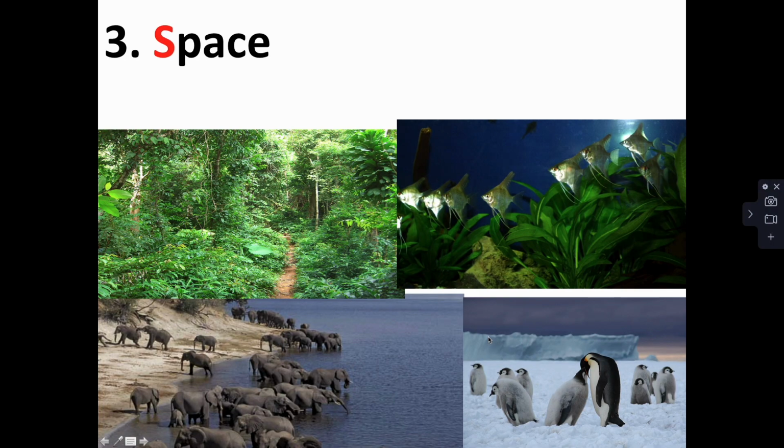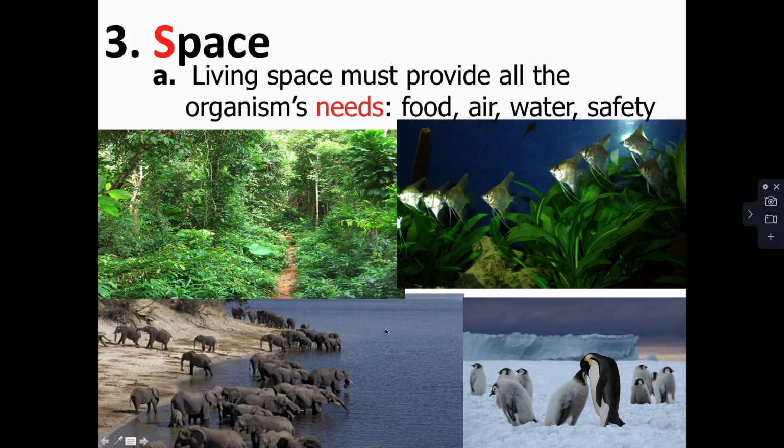Space. So we have W, A, and now we have S. All organisms need living space in order to survive. Sometimes the living space is air, sometimes it is water, sometimes it is land. So the living space could be different for different organisms. Why do they need living space? To find their food, to get their air, to find their water, to be a safe place for them to reproduce. Otherwise they're not going to survive.